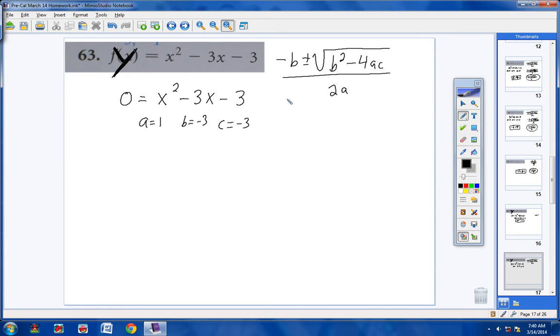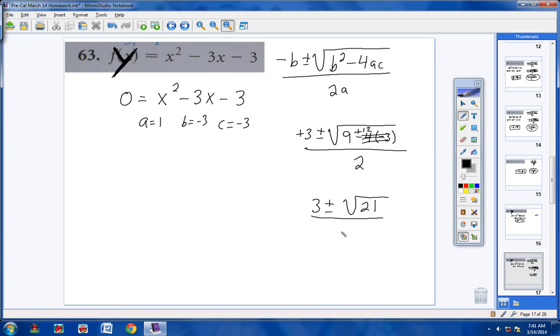Here we go. Where the b, I've got negative b, and b's a negative 3. So I put a negative 3 in. Negative negative gives me a positive 3. Plus or minus the square root of b squared. Negative 3 squared, that's 9. And then minus 4ac. Well, a times c would be negative 3, all over 2a. A is 1, 2 times 1 is 2. Now let's simplify the radicand. Negative 3 times negative 4 would be a positive 12. 9 plus 12 is 21.